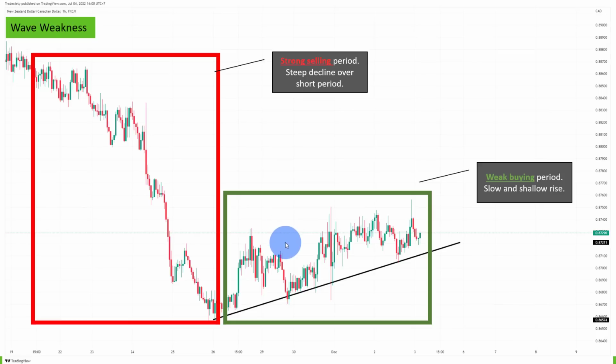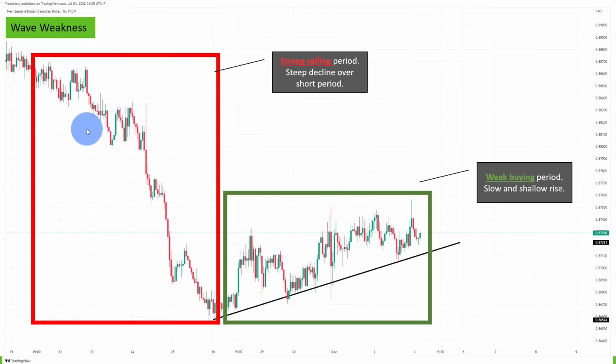Here we have now a period of very weak buying. So in a period that is a little bit longer than this red box, the market did rise from here to here, but not much, obviously. You can see we didn't even come halfway into the previous highs. So what does this tell us?